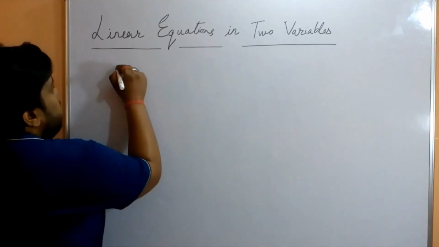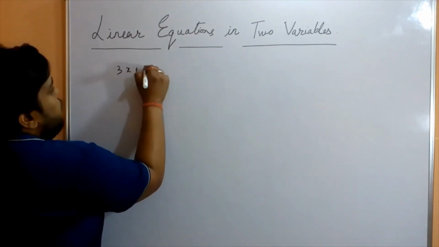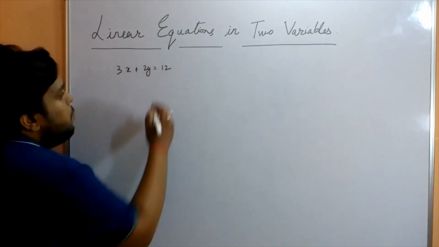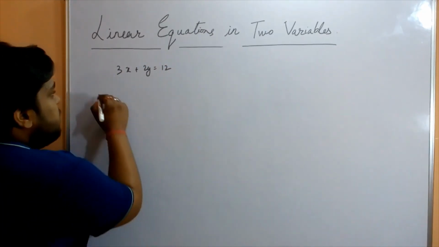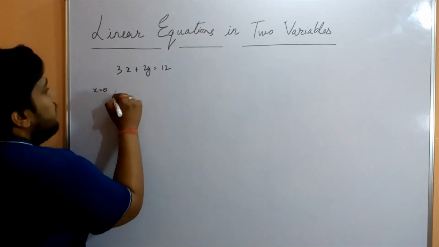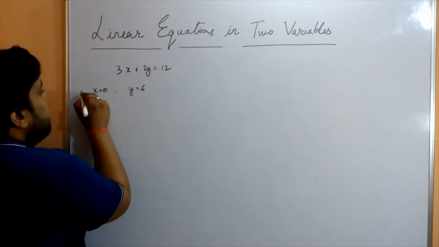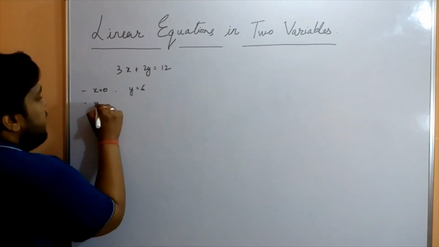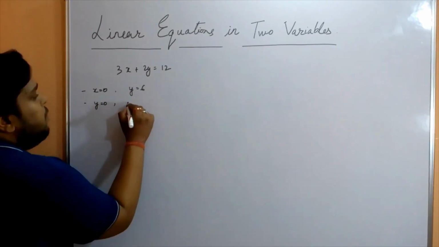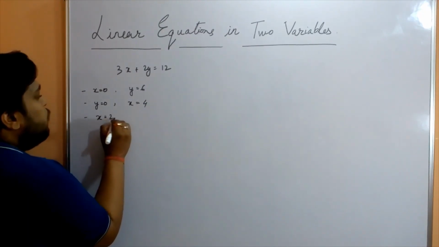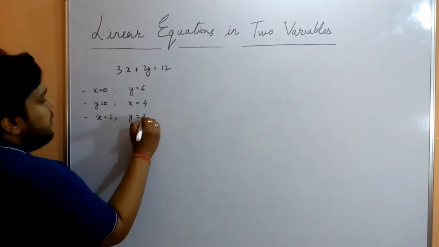We understood that for 3x plus 2y equal to 12, we can find many solutions. First we considered x equal to 0, then what did we get? y equal to 6. Then we considered y equal to 0. What did we get? x equal to 4. Then we considered x equal to 2. What did we get? y equal to 3.